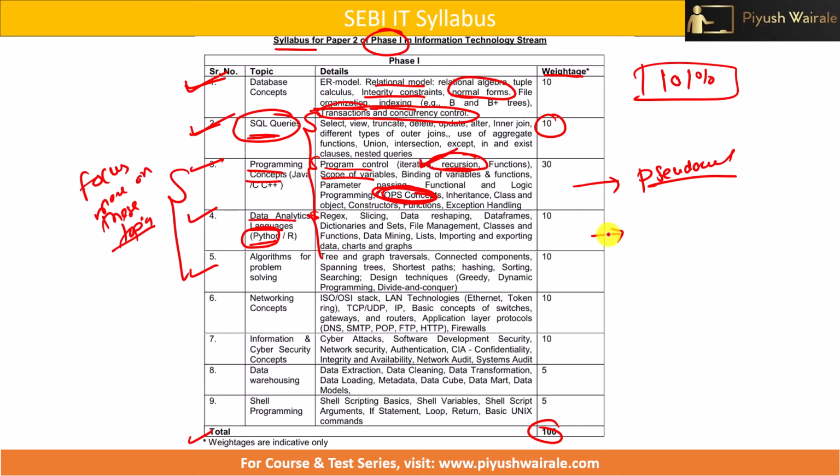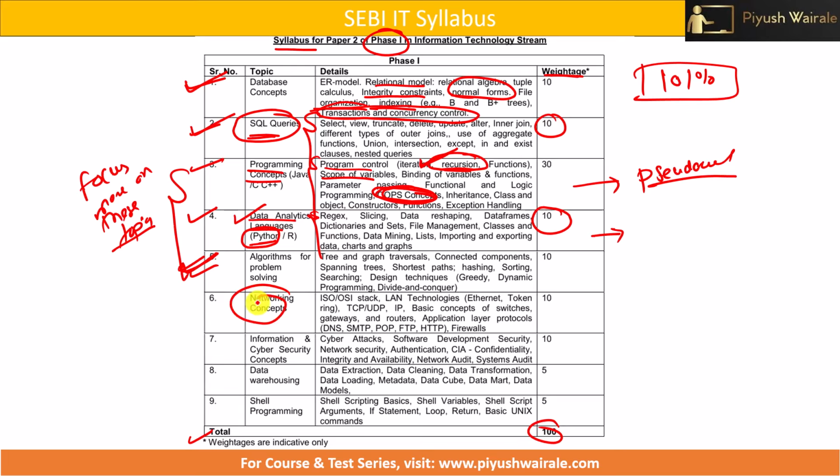If you are a working professional, a data scientist, or working in the IT sector or the data analyst field, then it will be easier for you. Otherwise, you need to prepare for this because it carries 10 marks here. Then we have algorithms for problem solving. Again, an important topic, right?